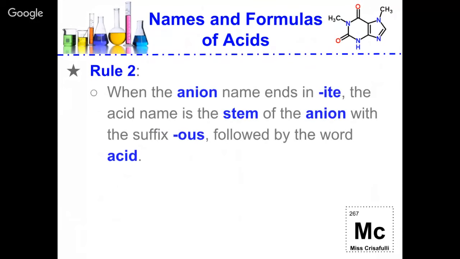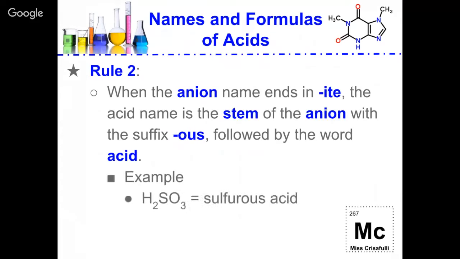Rule 2. When the anion ends in ITE, the acid name is going to change from ITE for the anion to OUS, followed by the word acid. Notice there's no hydro for these. So if your anion ends in ITE, you're going to change it to OUS and add acid at the end. So an example will be sulfurous acid. That is the sulfite anion, SO3 2-. That's going to change the ITE to OUS and add acid at the end.